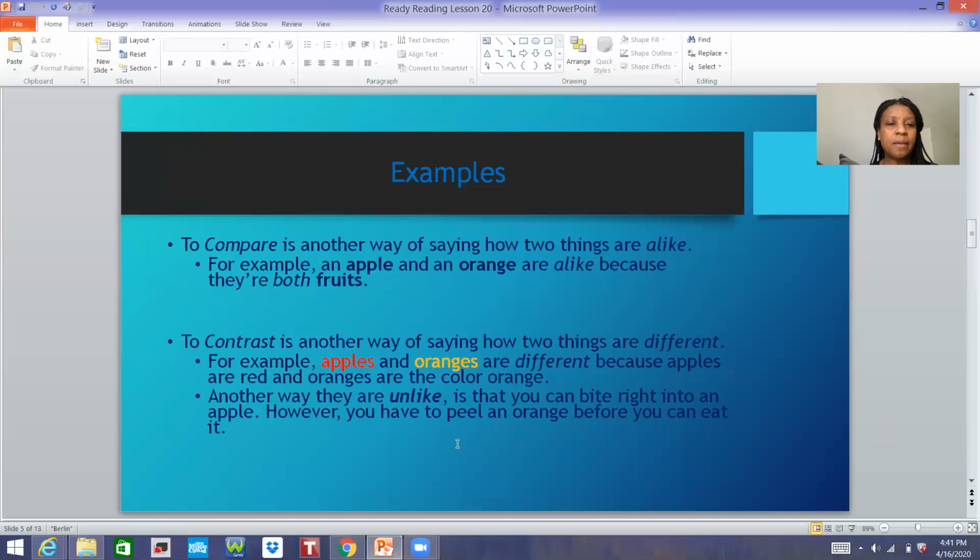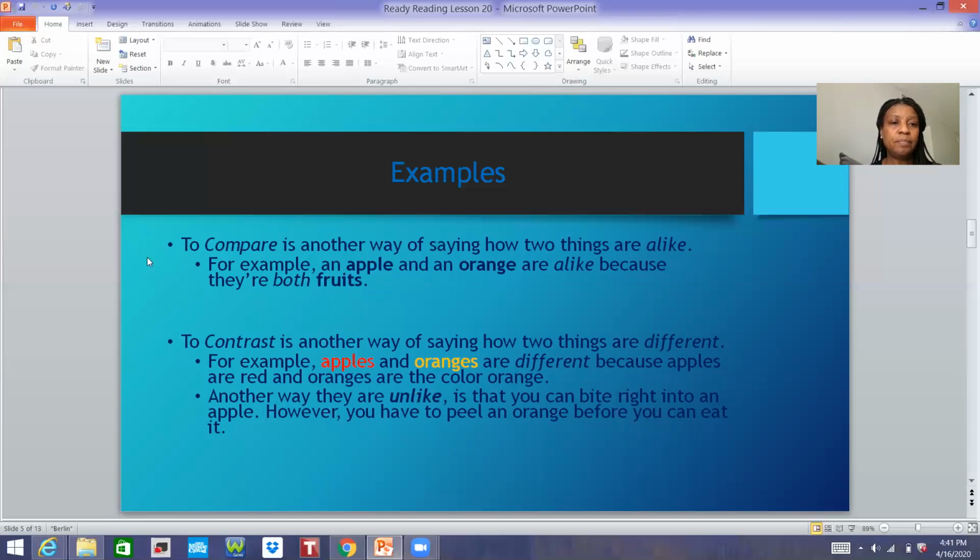Also, another example of how oranges and apples are different or unlike is that you can bite right into an apple when you get ready to eat it. However, you have to peel an orange before you are able to eat it. So these are just two examples of how to compare, tell how two things are alike, and how to contrast, how things are different. And if you notice, there are certain words you can use when you're comparing and contrasting.